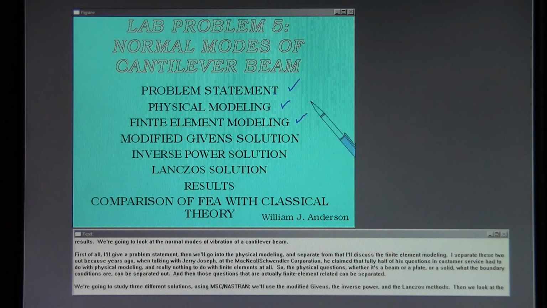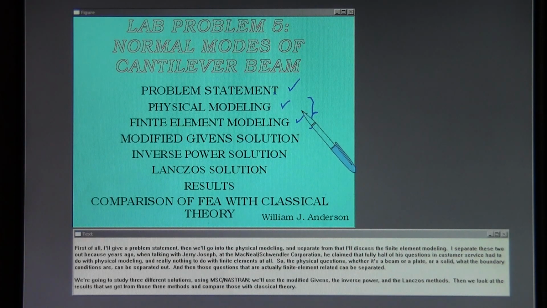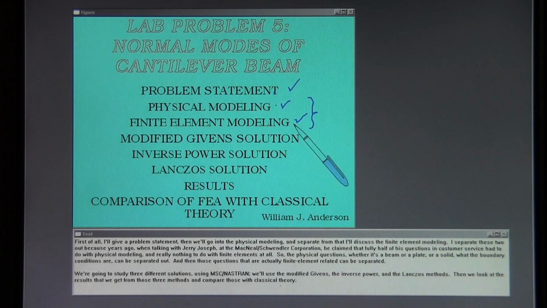I separate these two out because years ago in talking with Jerry Joseph at the McNeil-Schwindler Corporation, he claimed that fully half of his questions in customer service had to do with physical modeling and really nothing to do with finite elements at all. So the physical questions, whether it's a beam or a plate or a solid, what the boundary conditions are, can be separated out, and then those questions that are actually finite element related can be separately studied.